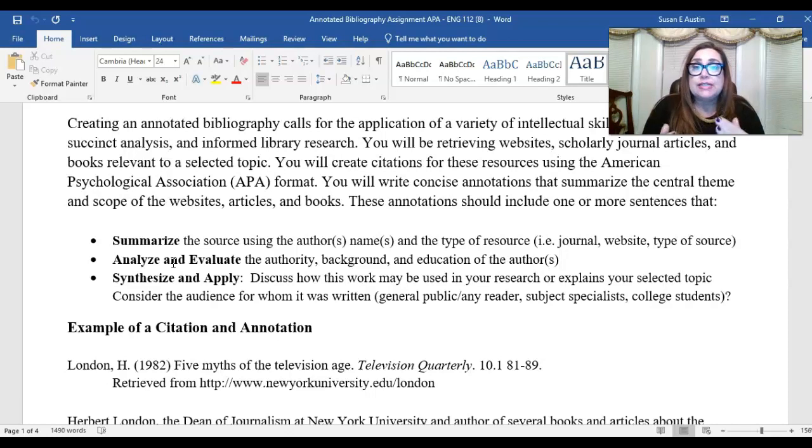Then finally, you're going to synthesize. Whenever you synthesize or sync something up, you're putting it together. Since this is a larger research project, I need you to justify or show how it may be used moving forward with the project, how it really doesn't fit and why, or if you're considering it for some reason. That's what I call sort of the maybe.